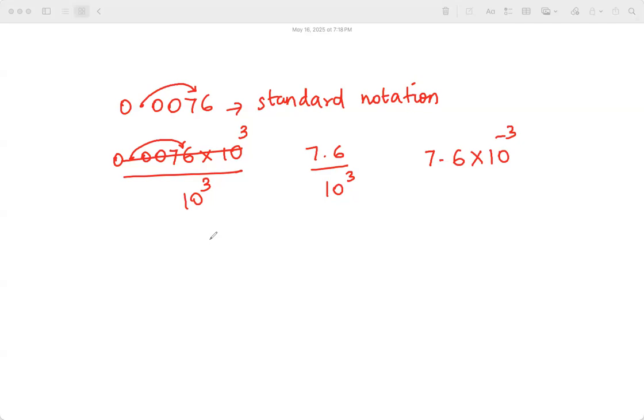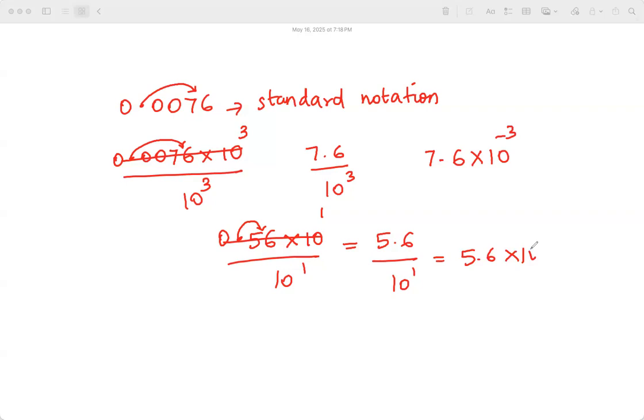Any questions? No. Suppose I have 0.56. How will you write it in scientific notation? Basically, I have to bring it to 5.6. So you will multiply and divide with what? 10 power of 2? No, just 10 power of 1. So now I make this number 5.6 divided by 10 power of 1, or I can write it as 5.6 times 10 power of minus 1. Any questions? No.